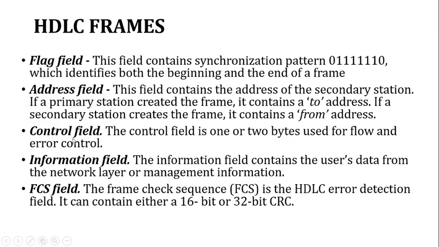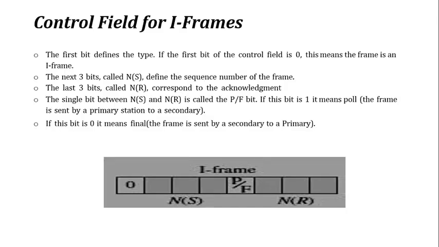And the third one, the control field. The control field is 1 or 2 bytes used for flow and error control. That is the main use of the control field. Then the information field contains the user data from the network layer or management information. FCS, the frame check sequence, is the HDLC error detection field. It contains either a 16-bit or 32-bit CRC.